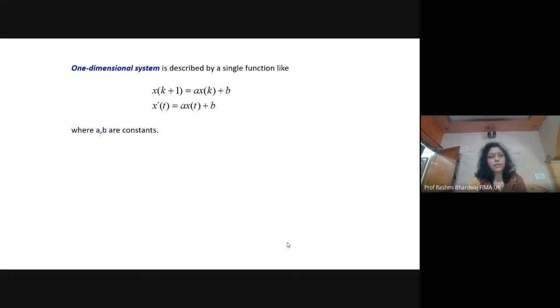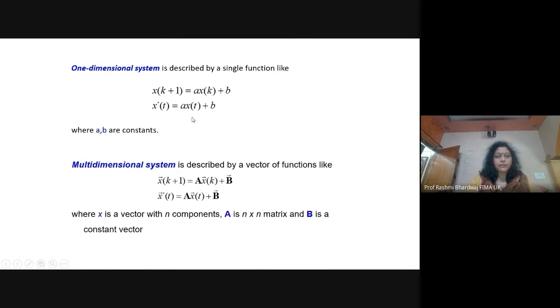A one-dimensional map or one-dimensional system depends only on a single function. Suppose x of k plus 1 depends on the earlier iteration, which is a times xk plus b, or we can say x dash of t equal to a times x of t plus b, where a and b are constants, so it depends only on the one variable x. But if we are talking about a multi-dimensional system, it is denoted as x bar of k plus 1 equal to A x bar of k plus b bar, where b bar is a position vector, and x bar is a vector with n components, denoted in matrix form.